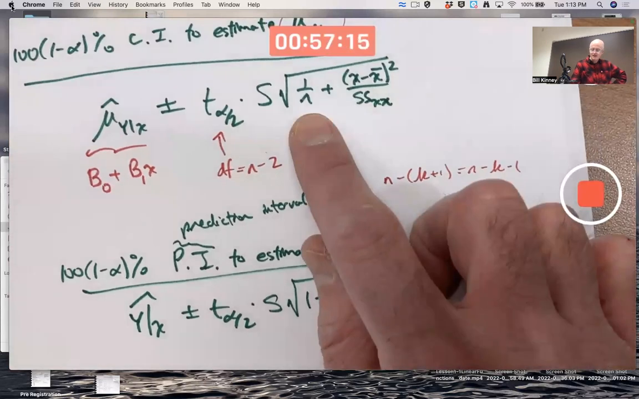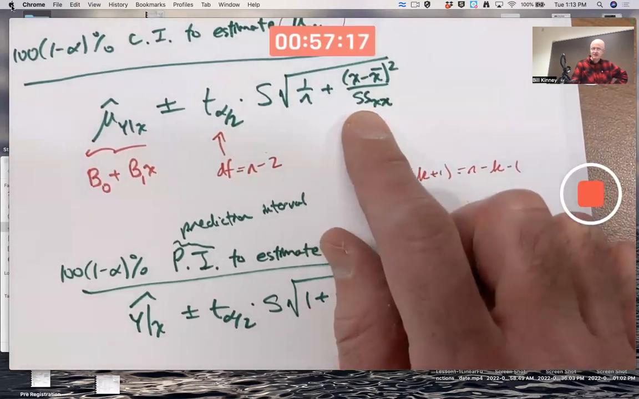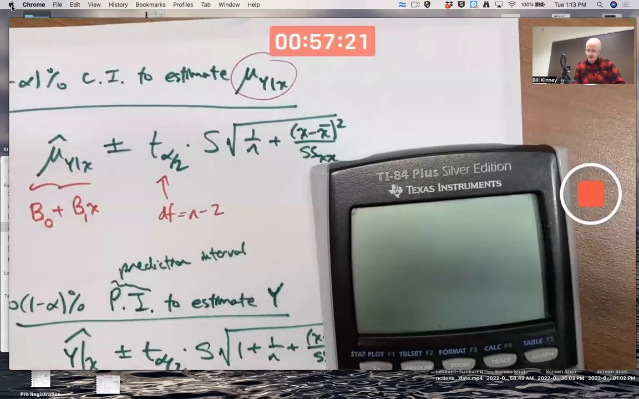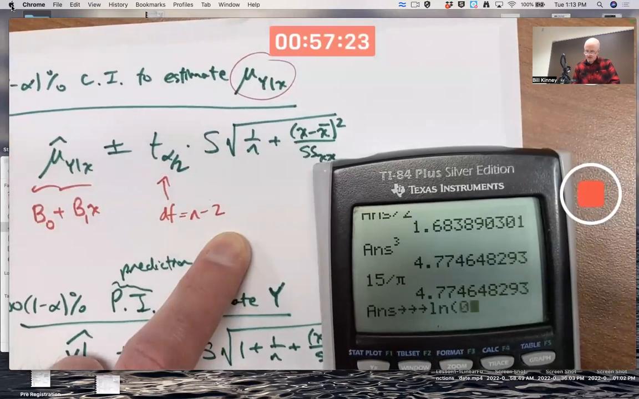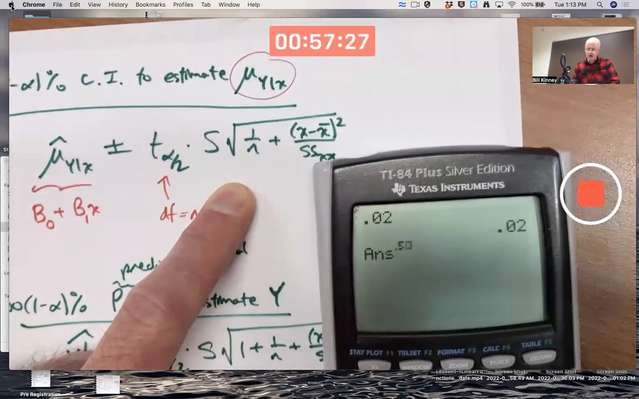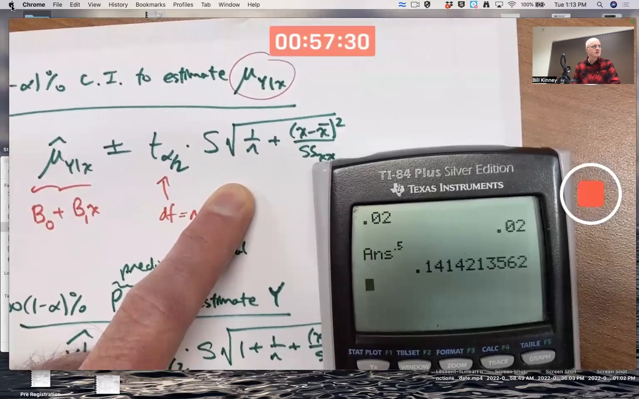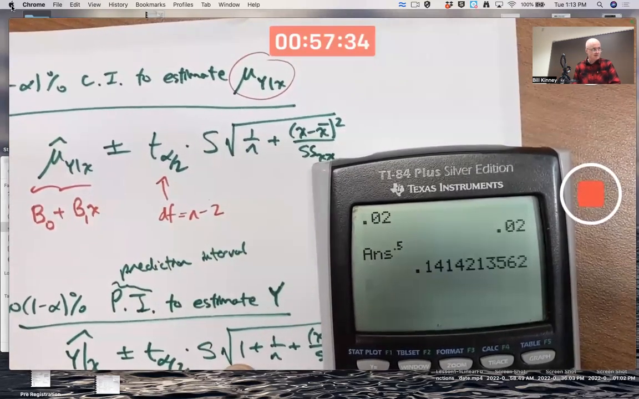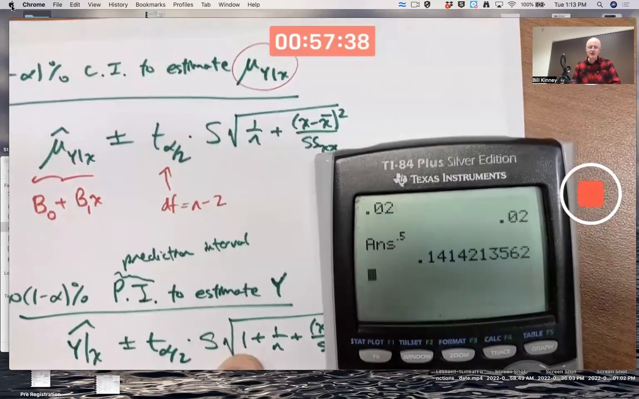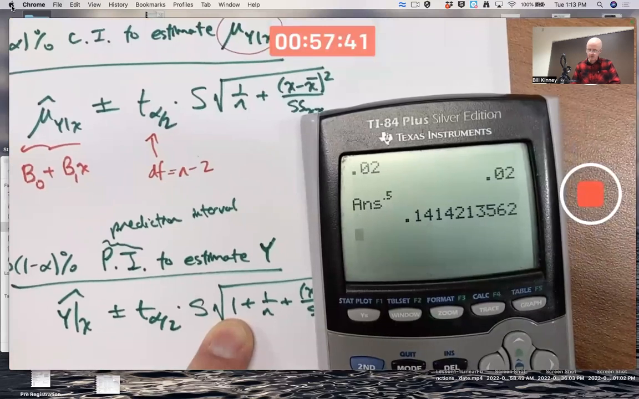If the sum of these two things is very small, like, I don't know, 0.02, and you take its square root, it's still a small number. By adding 1 there, you're changing it from a very small number to, well, not a very small number, 1.02. Take its square root, it doesn't change much.